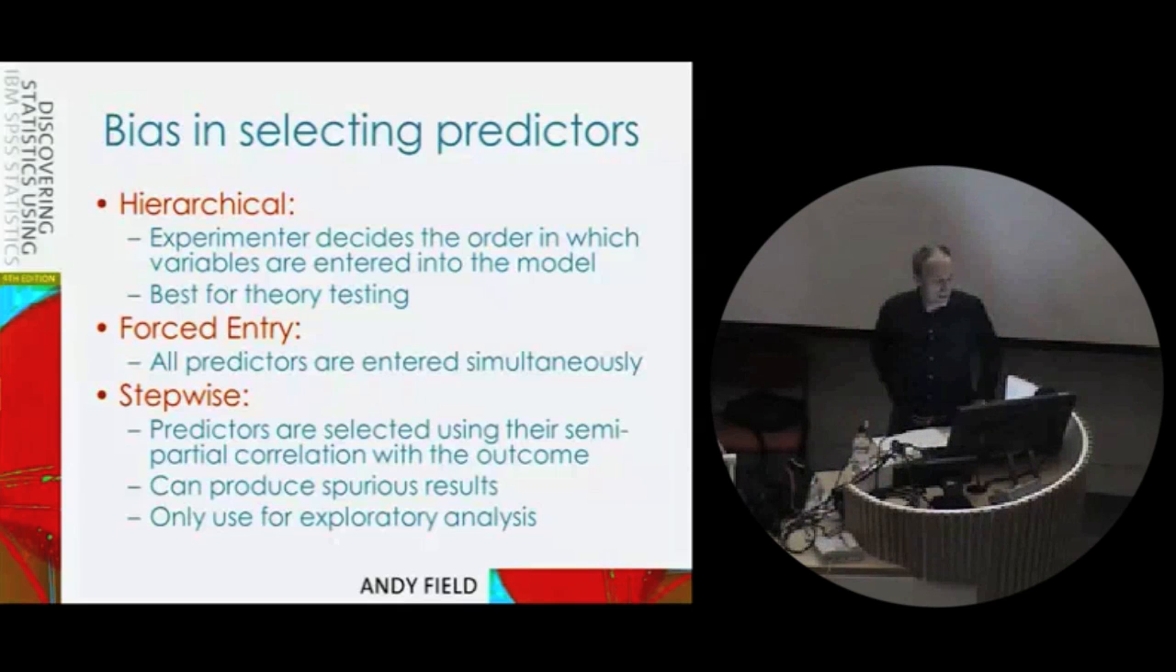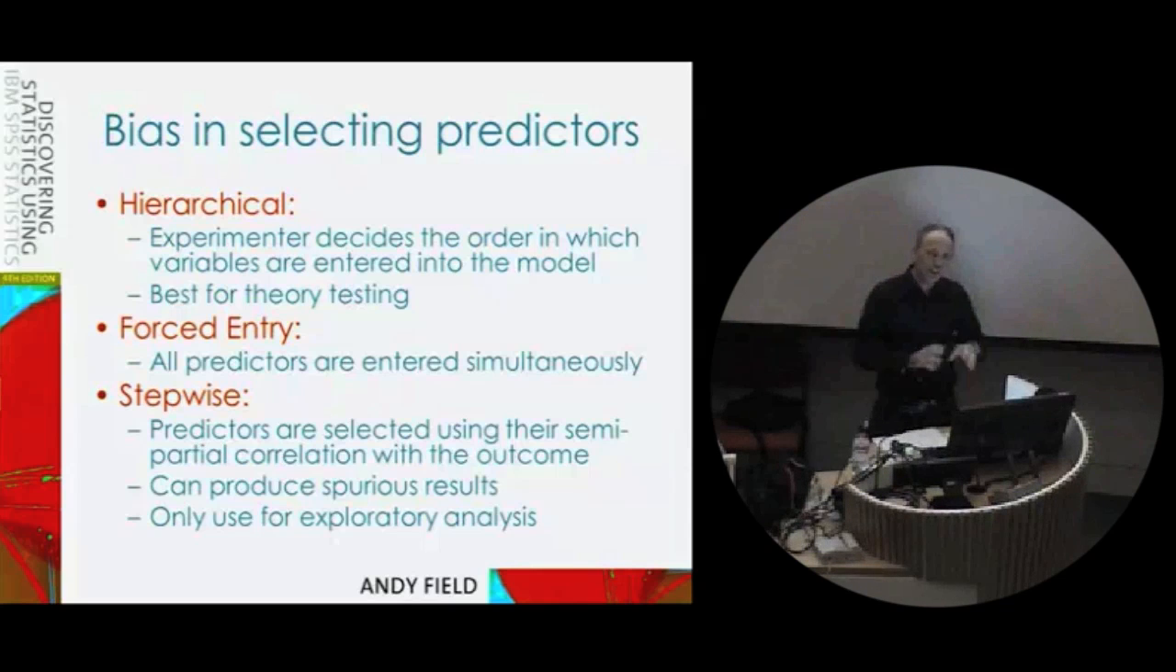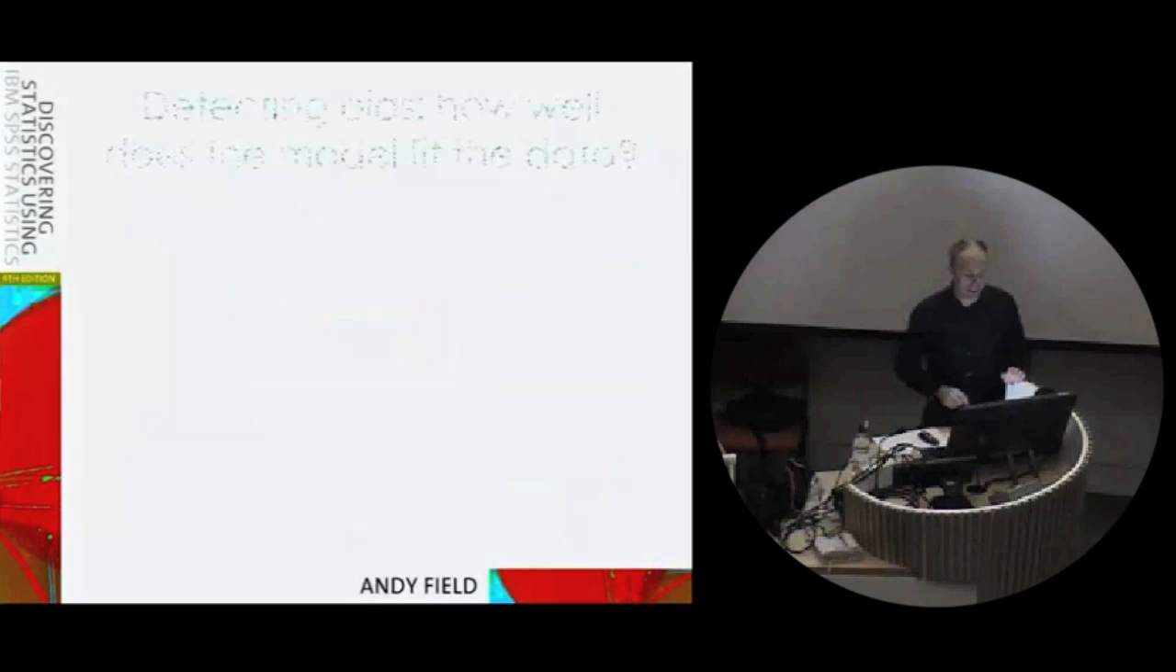So that's the first way that you can get bias into your model. The way that you select predictors affects the parameter estimates that you get. So you can have the same set of variables that you've measured, same set of predictors. If you put them in hierarchically, you'll get slightly different answers to if you put them in stepwise, and you'll get slightly different answers to if you put them in forced entry. So, think about your method. That's the moral of that story.